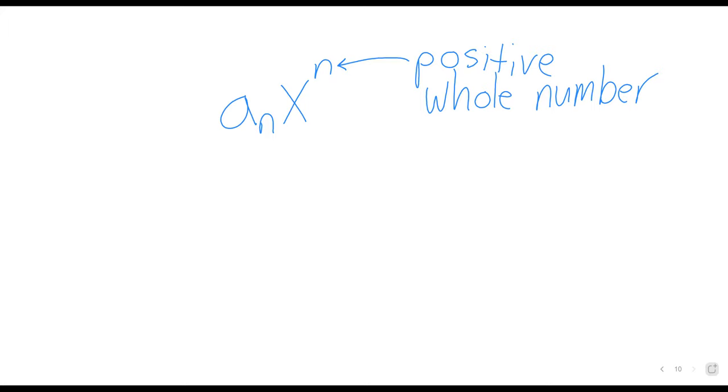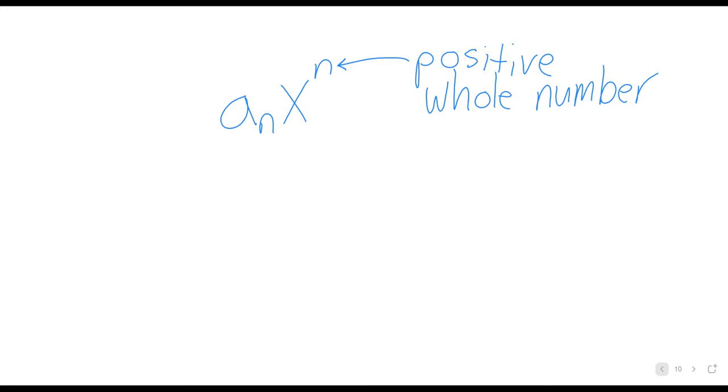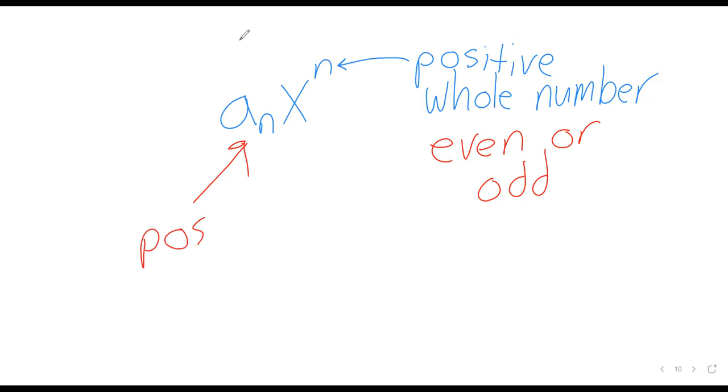Then, every polynomial from a very zoomed out bird's eye point of view is going to have one of four graphs, basically. And the determining factors are that this positive whole number could be even or odd. And this number in front of the power could be positive or negative.